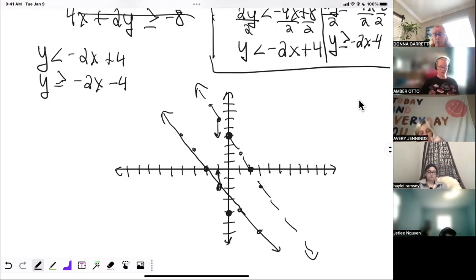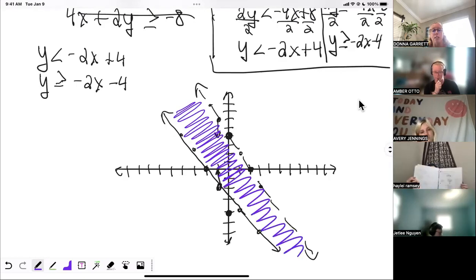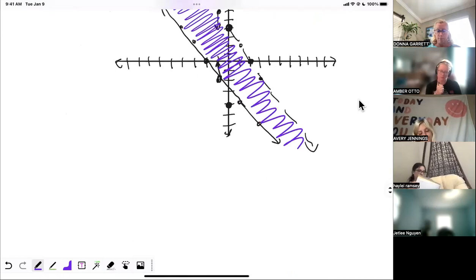So where they share, the space in between them. So all the answers to this inequality would be within this shaded region. That's what you're shading. You're shading where all the answers lie. All the answers are going to lie right in the shaded region to these two inequalities together. Okay, I have one more. Anybody have questions?